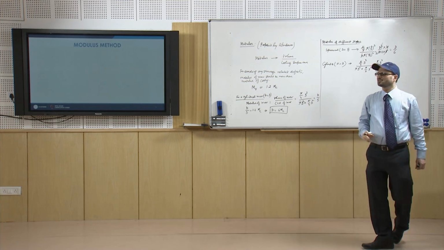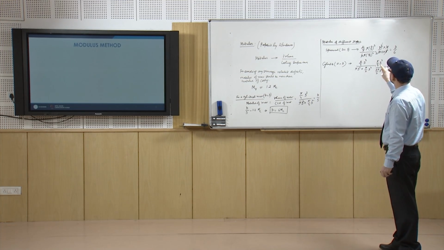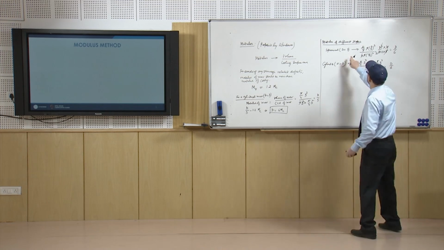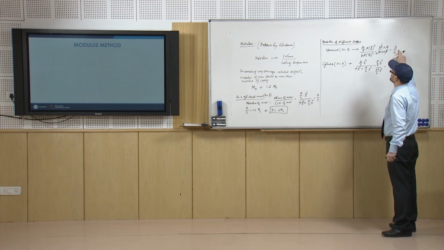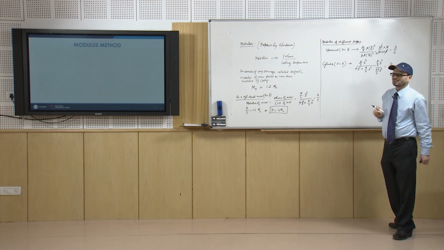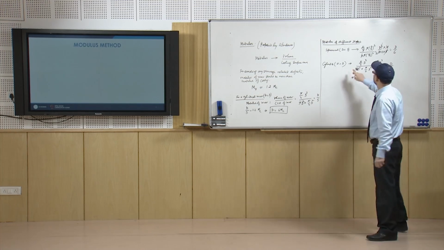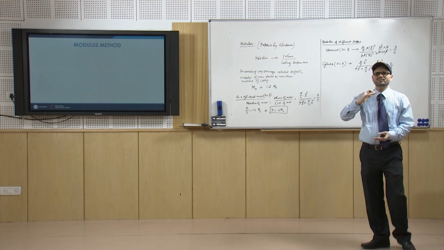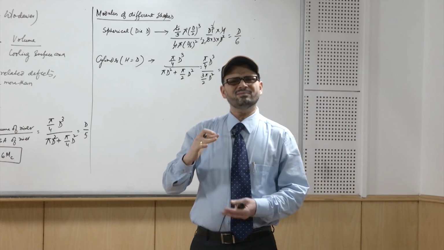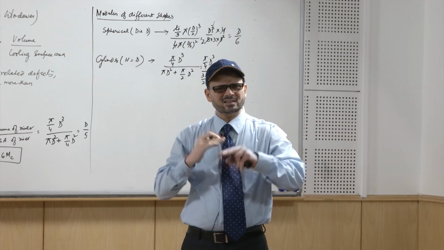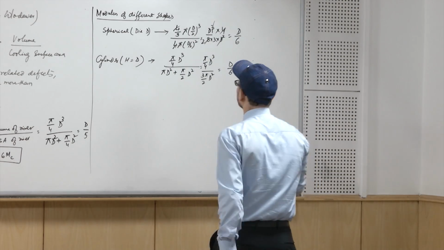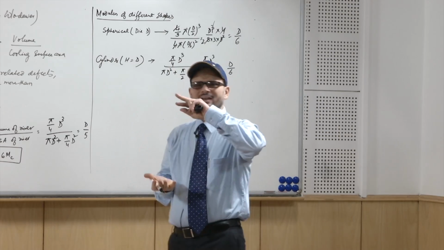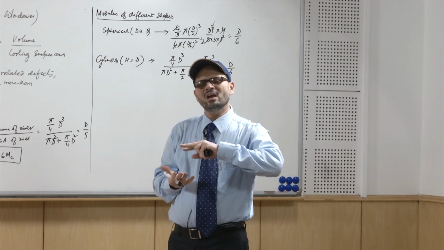What we see is for a spherical casting of diameter d, the modulus is d by 6. For a cylindrical casting of height equal to d with both its flat surfaces actively engaged in extracting the heat, in that case it becomes d by 6. It will be different if we do not take one of the surfaces.